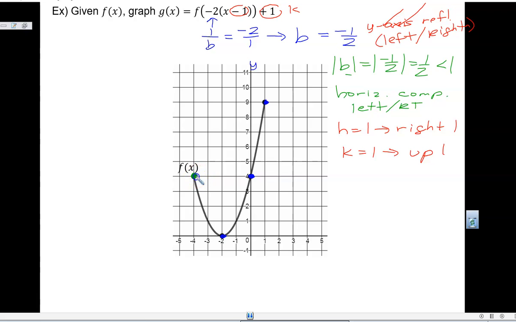So I am looking at this horizontal distance, which is 4 units, and I'm compressing it by my factor of 1/2. So it's like dividing it by 2. 4 divided by 2 is 2, so it compresses to right here.